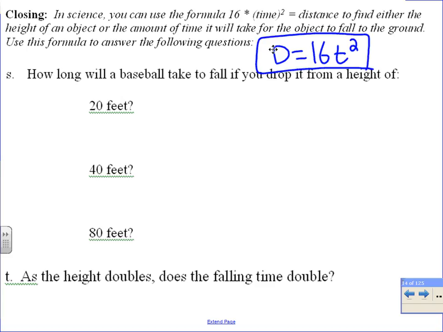So what I want you to do is for 20 feet, 40 feet, and 80 feet, plug that in. You need to find how long the baseball is going to take to fall if you drop it from that height. And then the question that we're going to have a small discussion on is, as the height doubles, does the falling time double? So take a couple minutes. Shouldn't take you long. Use your calculator for the first 3, and then think about the pattern or how they are related.